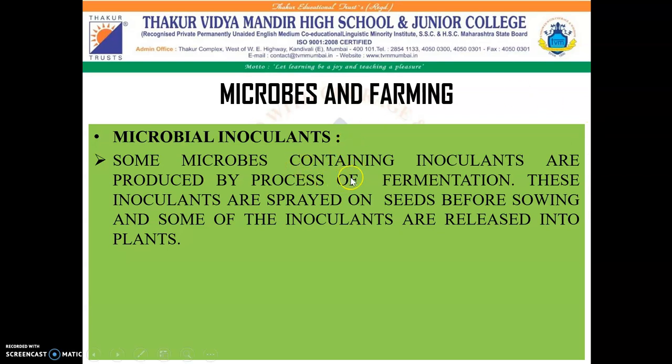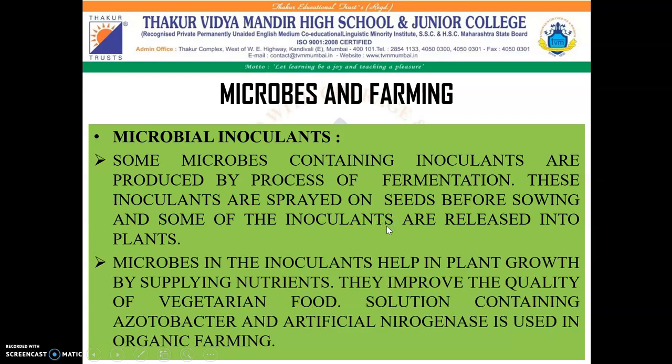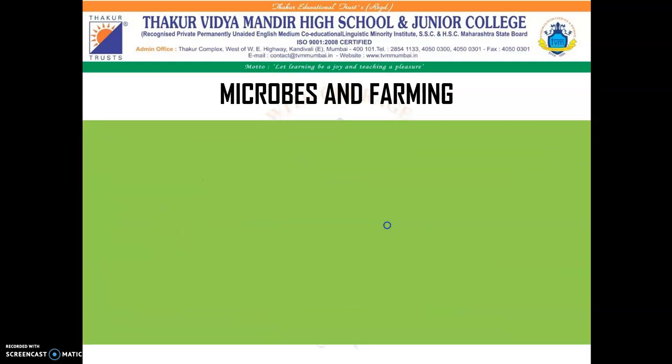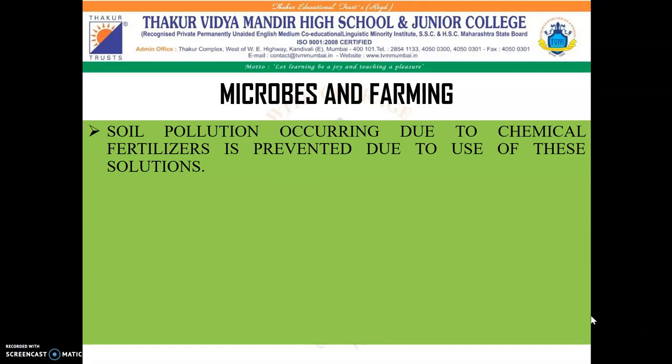So, these microbe-containing inoculants, produced by the process of fermentation, are sprayed on the seeds before sowing, and some of the inoculants are released into the plants. Microbes in inoculants help in plant growth by supplying nutrients. They improve the quality of vegetarian food. A solution containing azotobacter and artificial nitrogenase is used in organic farming. Soil pollution occurring due to chemical fertilizers is prevented due to the use of these solutions.